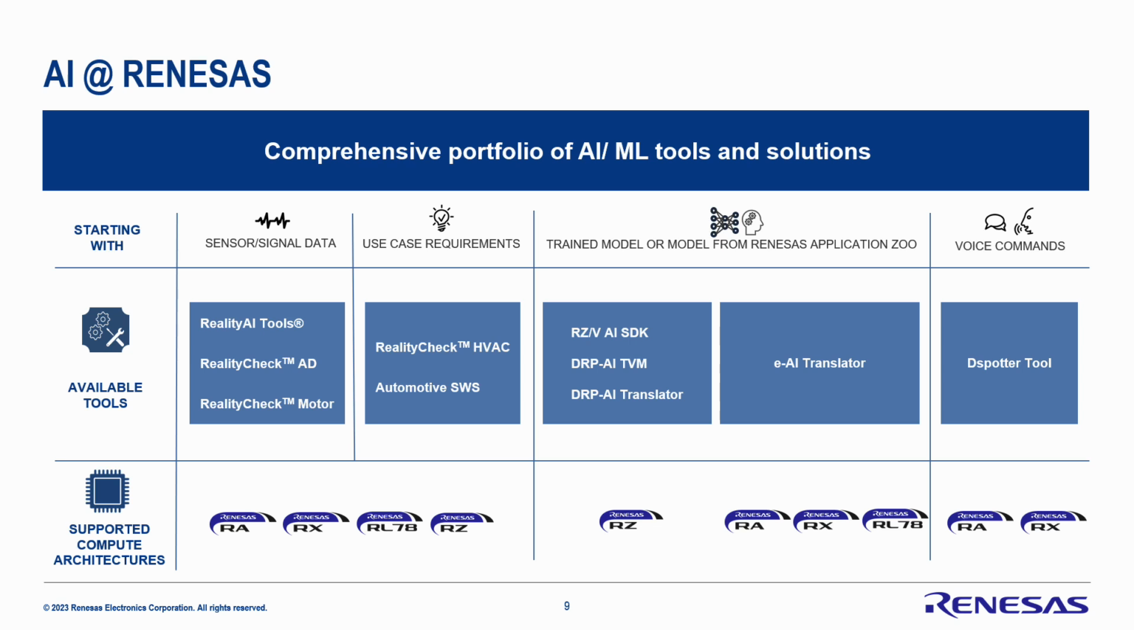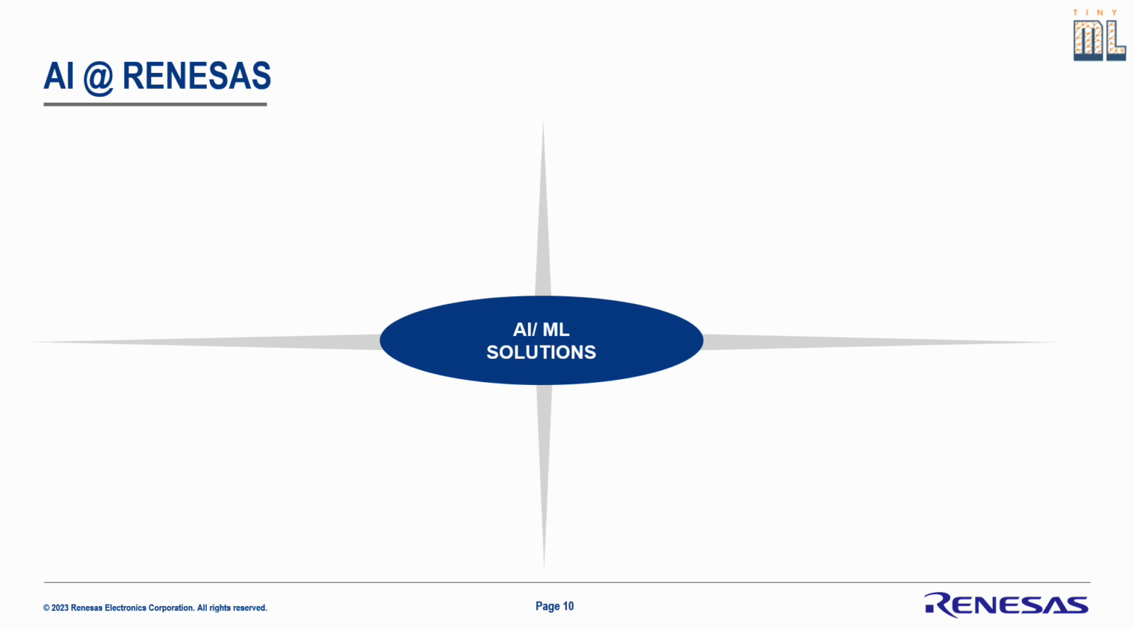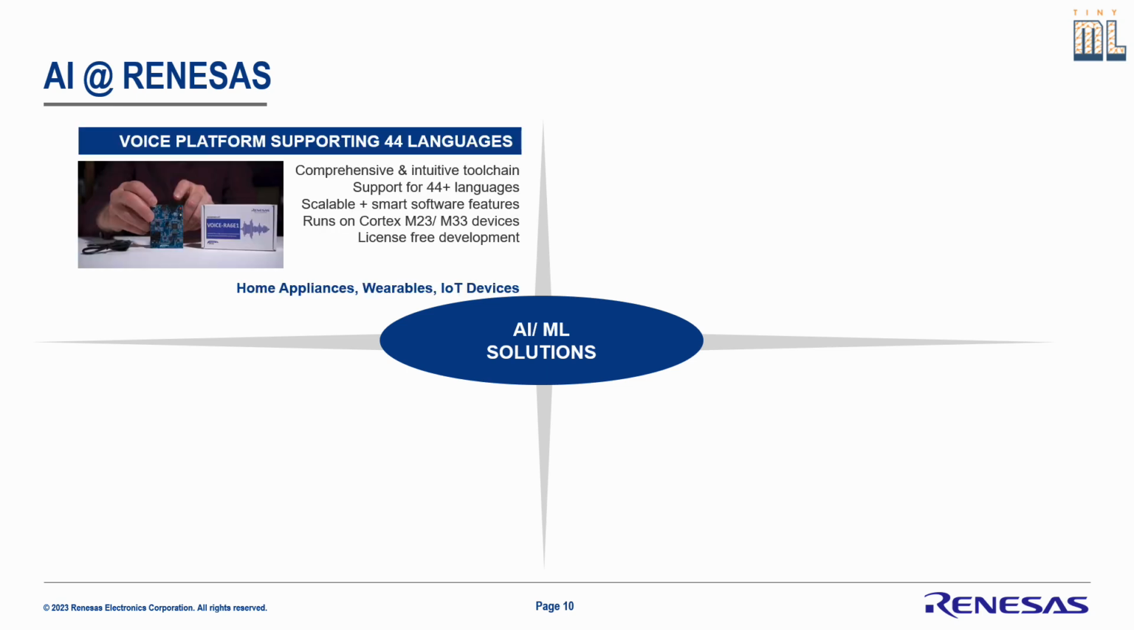So really looking on the next part on that, I want to talk a little bit about the AI/ML solutions that we have available. And first, starting with a voice platform where we can support 44 languages, is definitely the full tool chain, which is scalable and has all the software infrastructure around it to be implemented in a few clicks away from creating a product. And that runs on M33 and M23 devices, depending on the size, requirements, and of course the cost, because you can imagine that the differentiation on the cost is important.